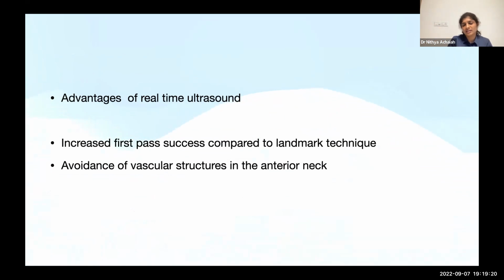So the studies have found that compared to the landmark technique, the first pass success rate with the ultrasound guided technique is more. Also, damage to the vascular structures in front of the neck can be avoided.